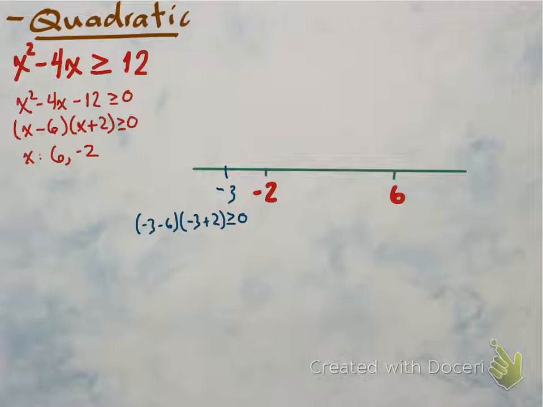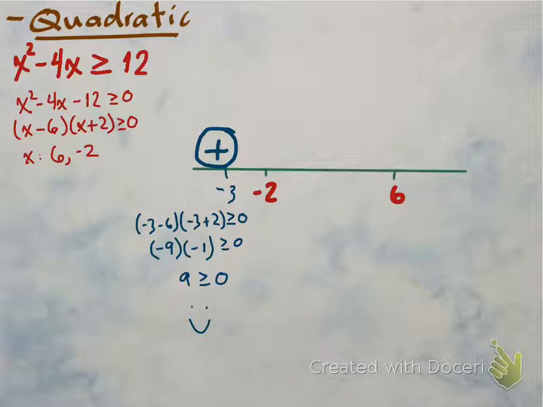I put negative 3 into the inequality. Negative 3 minus 6 times negative 3 plus 2 greater than or equal to 0. And I work that out, and I get negative 9 times negative 1. Yeah, that's positive, okay? It's positive 9. 9 is greater than or equal to 0, so that's good.